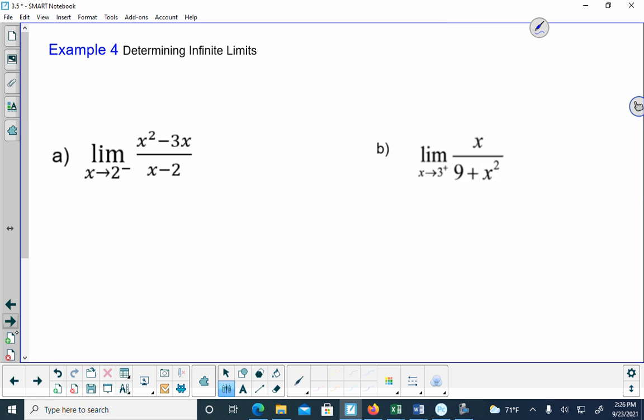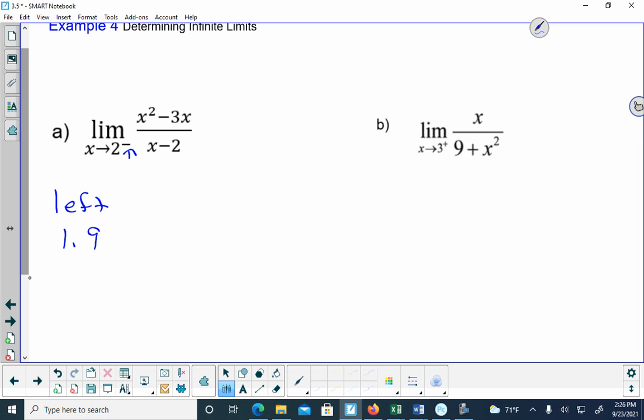Yes. Now we're going to try to do these without the calculator. This negative sign says from the left, right? So what is a number to the left of 2? 1.9.